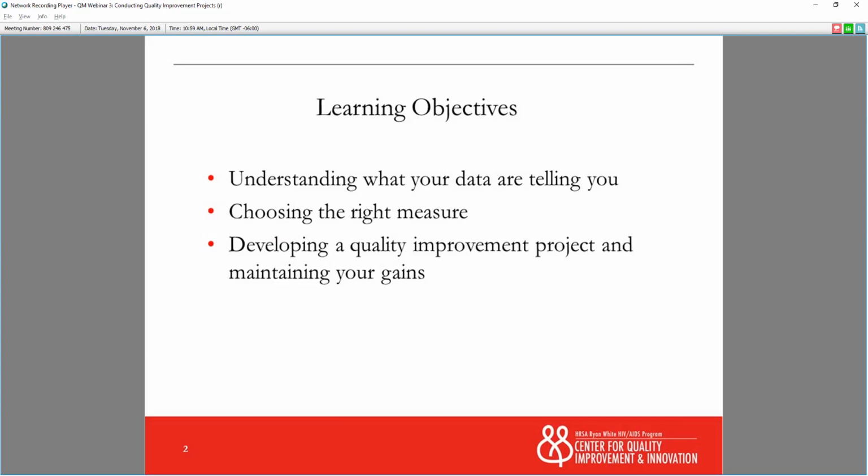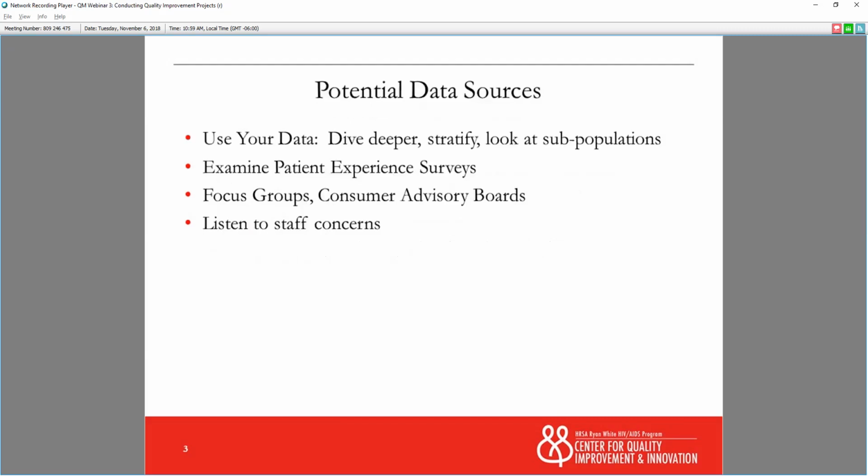So I'll just go over the learning objectives again. Basically, to understand what your data is telling you, making sure you're choosing the right measures that fit your needs, basically. And then finally, developing improvement projects and maintaining the gains that you made. So let's talk a little bit more about data. I mean, you have all these potential sources, and you can read through this with me.